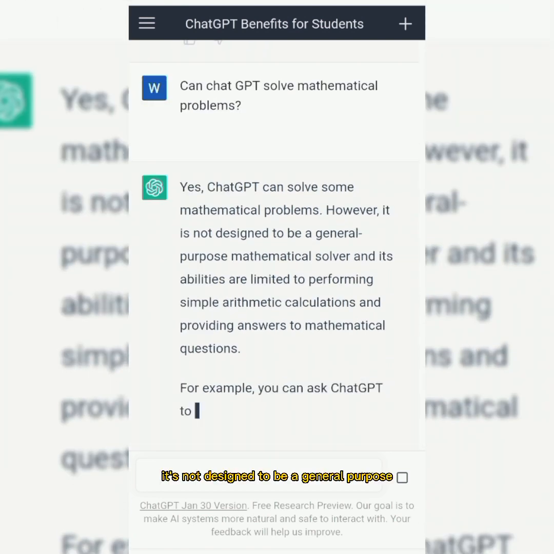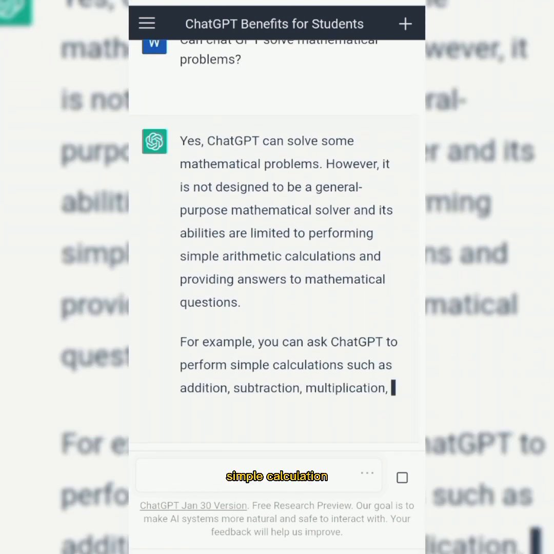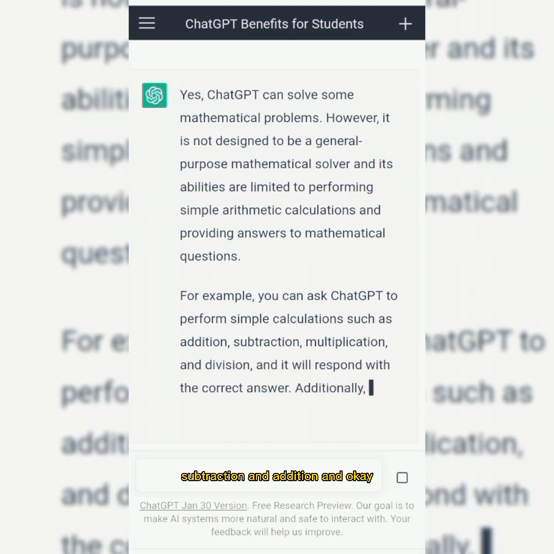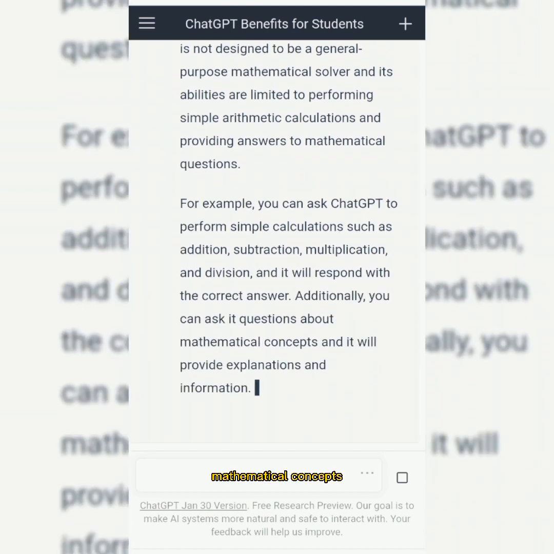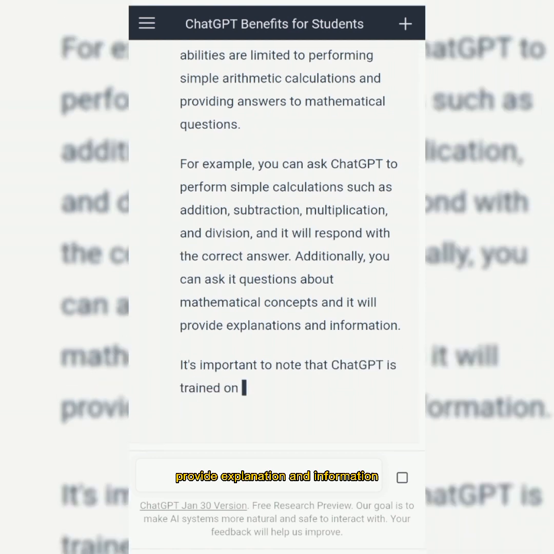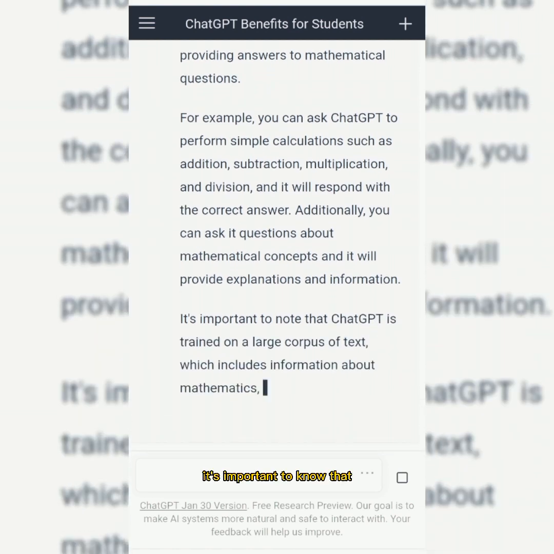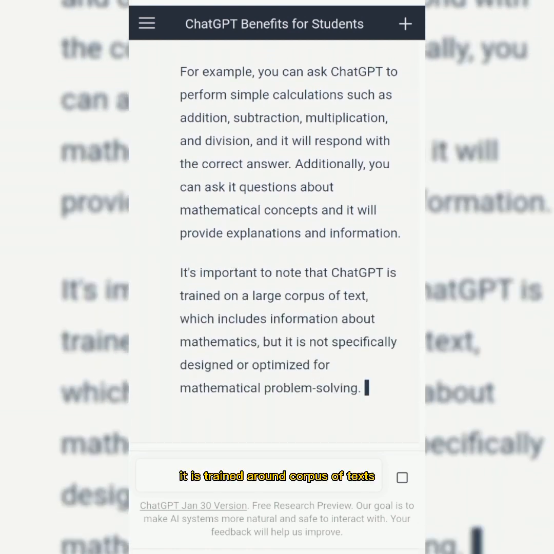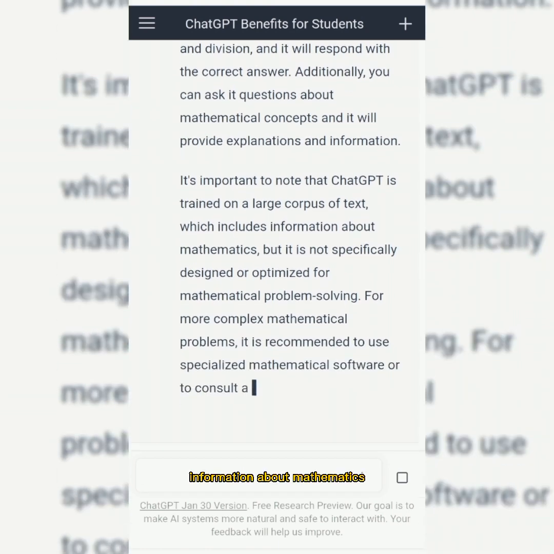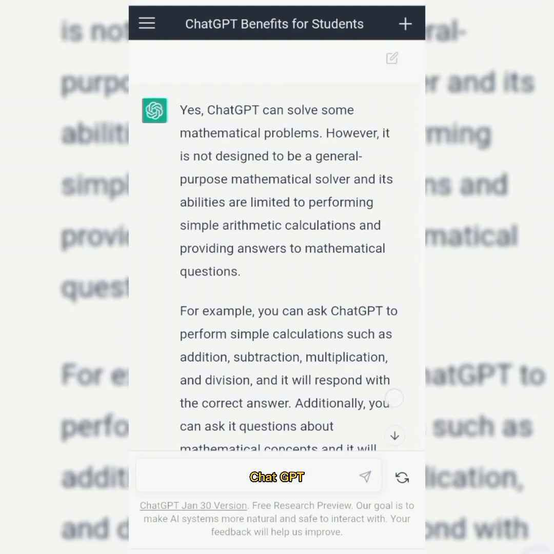It's not designed to be a general purpose calculator, but it can do simple calculations like subtraction and addition. It can also provide explanations and information on mathematical concepts. It's important to know that it's trained on a large corpus of text, including information about mathematics. So any subject, you can do that on ChatGPT.